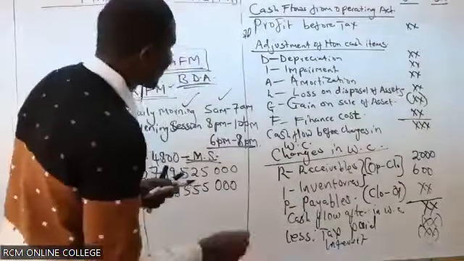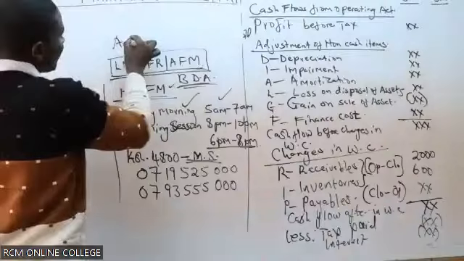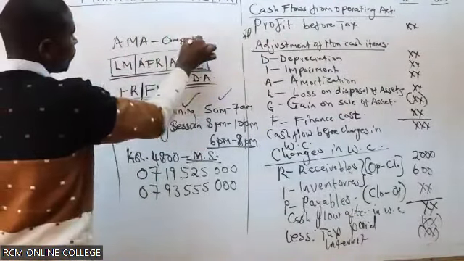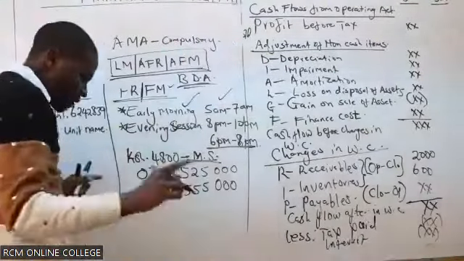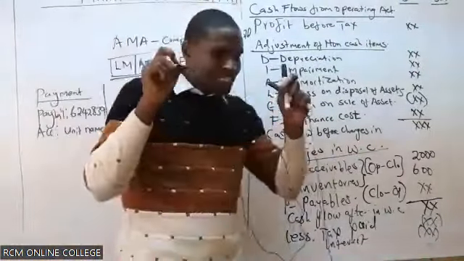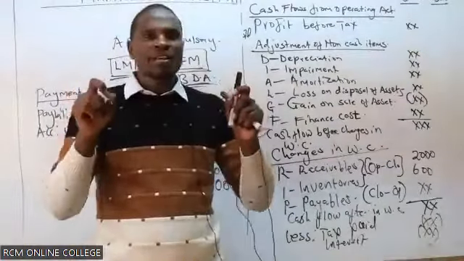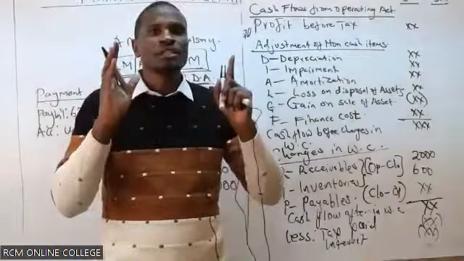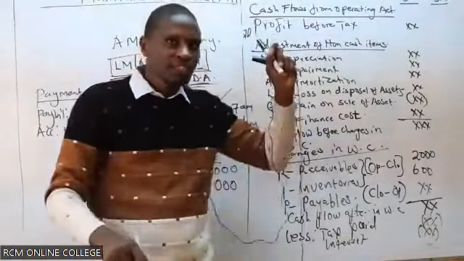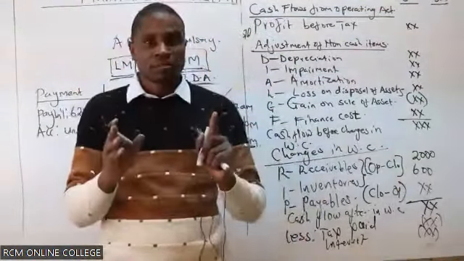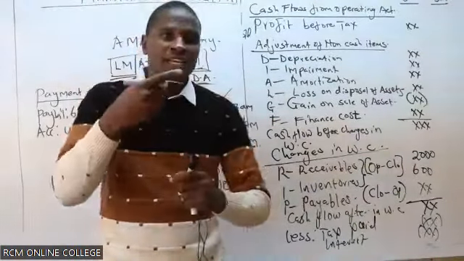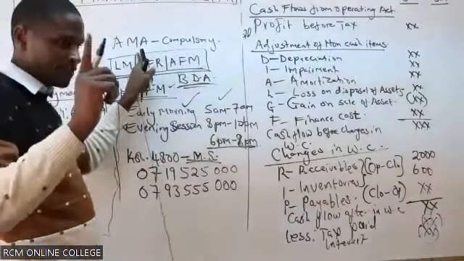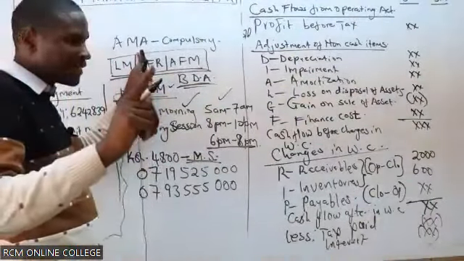AMA. Let me mention AMA. Why? Hii ni muhimu sana. AMA is now compulsory. Kama wewe December exam ulifanya intermediate level na ukapita, ukiingia advanced level, tafadhali, hii ni unit yako sasa. Na ni compulsory. Are we together?